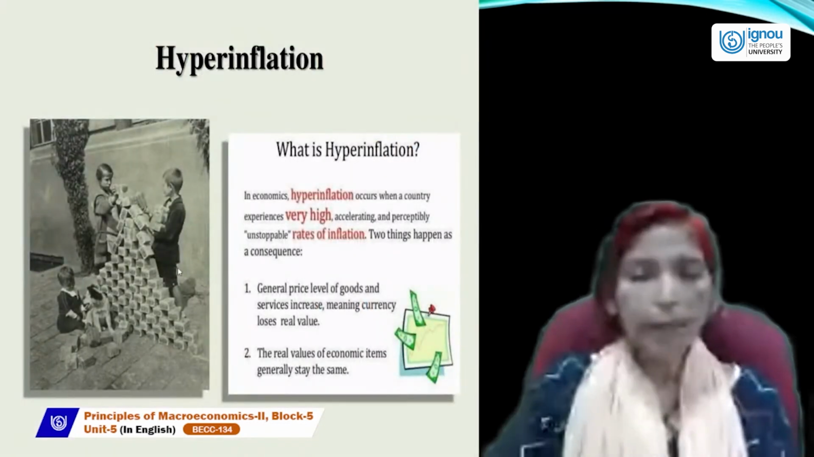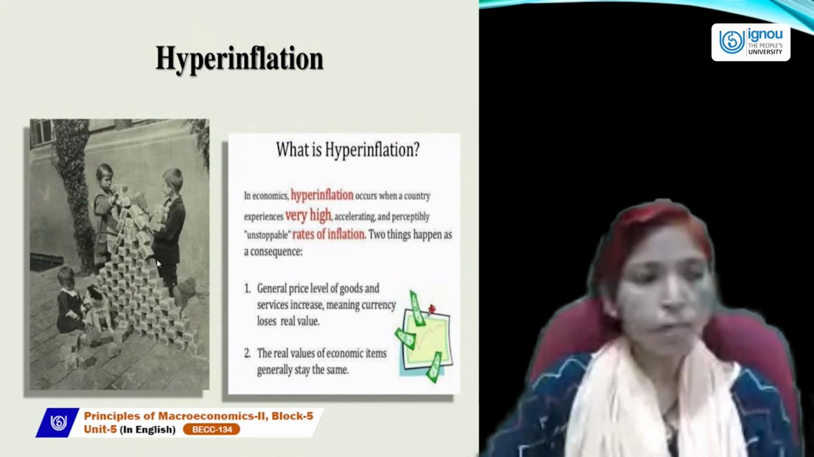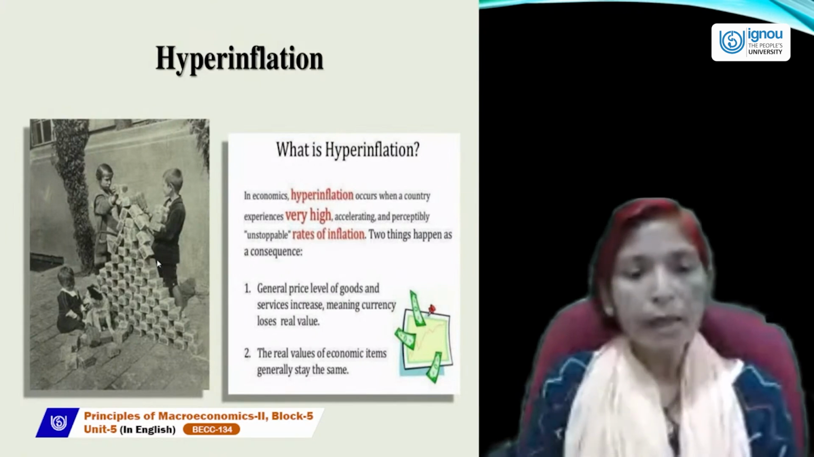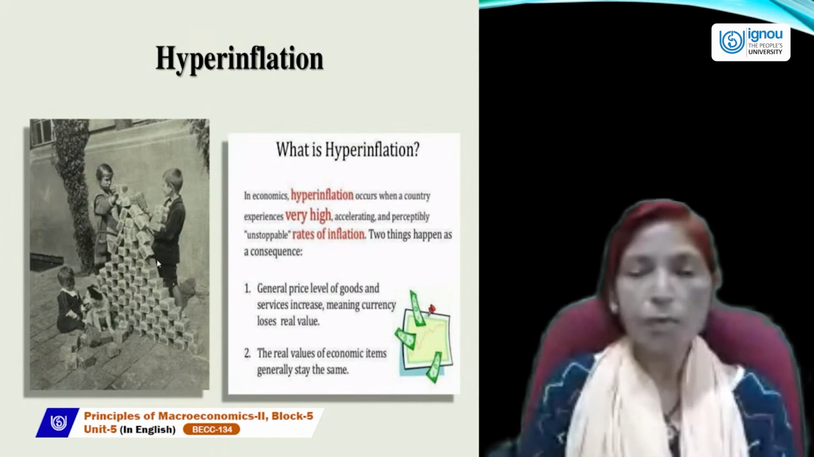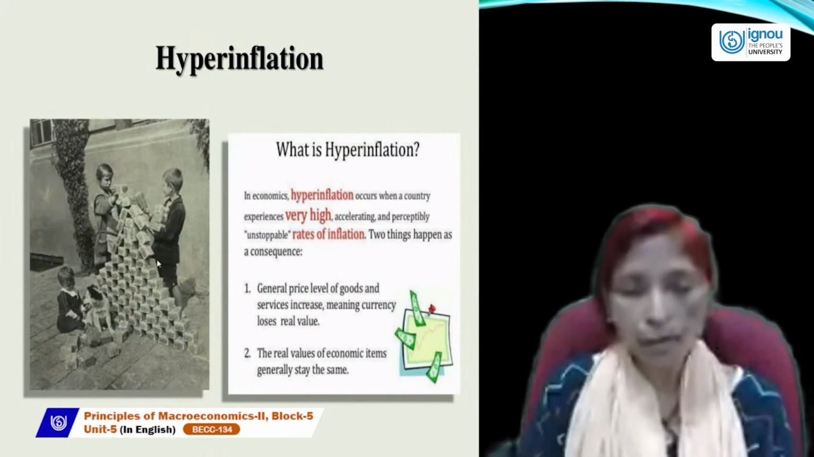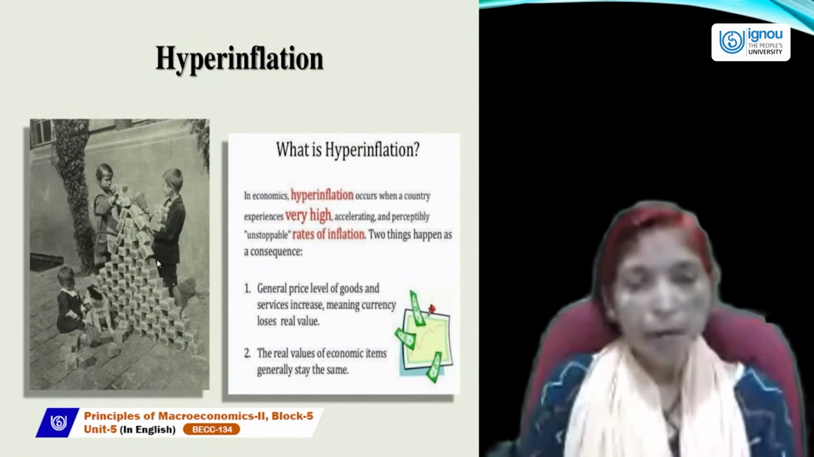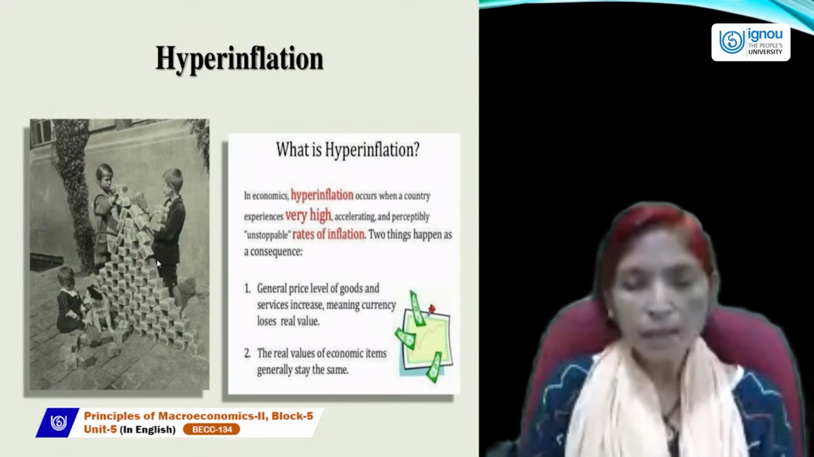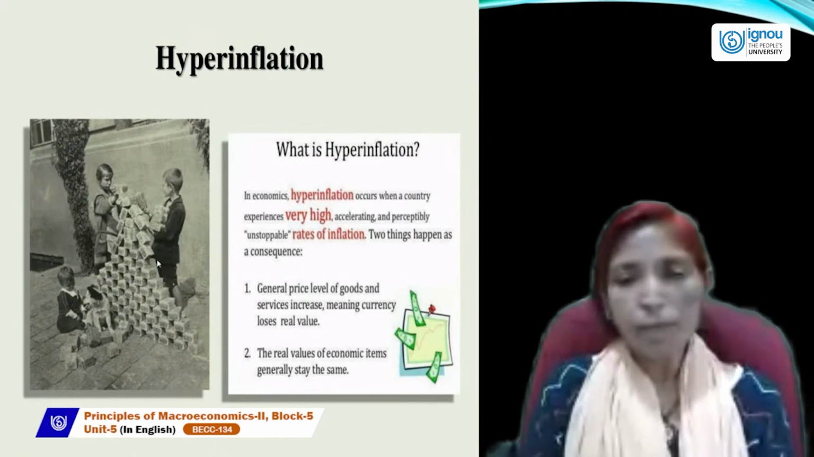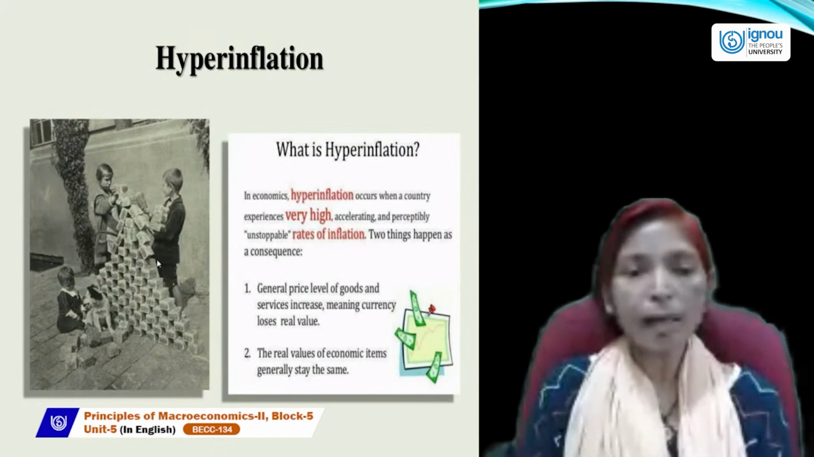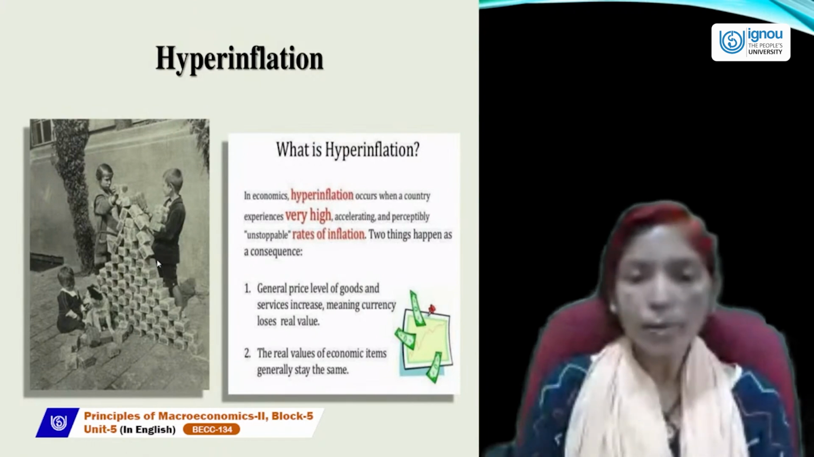Next is hyperinflation. What is hyperinflation? Hyperinflation is a situation when price increases at a very large rate, or 100%, if price increases by 200%, 300% or 400%. This situation is known as hyperinflation. Hyperinflation is a very dangerous or disastrous situation for every economy. In economics, hyperinflation occurs when a country experiences very high, accelerating and perceptibly unstoppable rates of inflation.